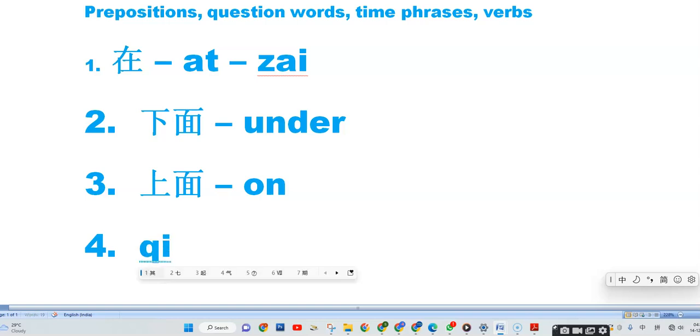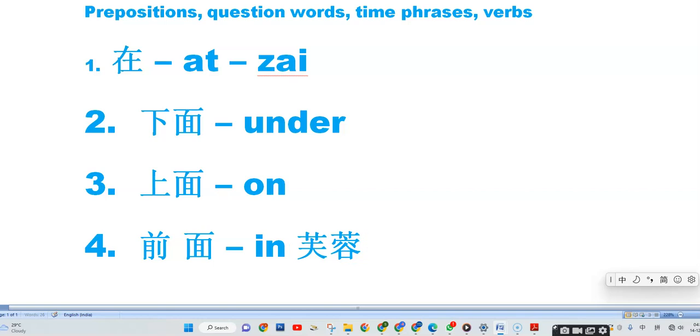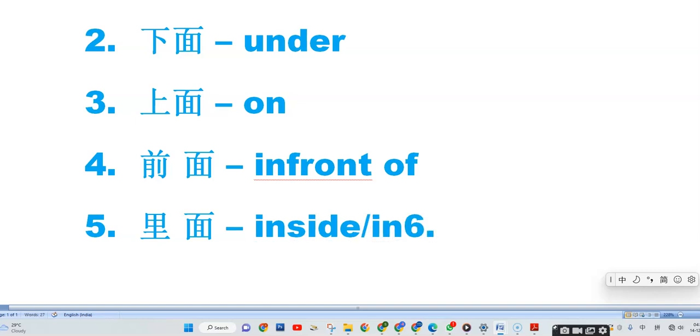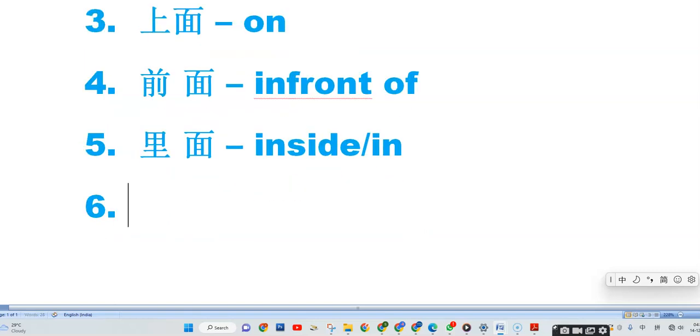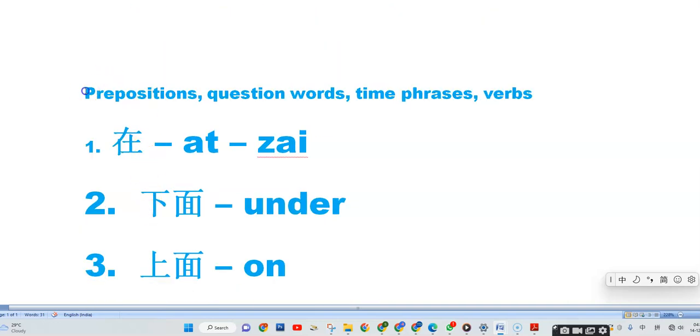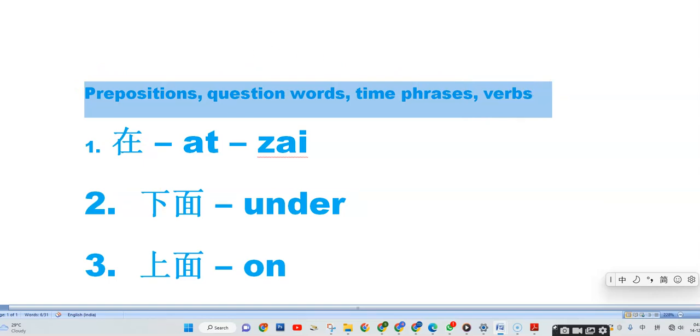Fourth word, Qianmian. It is in front of. And then the fifth word is Li Mian. Li Mian is inside or in. The sixth term is Hou Mian. Hou Mian is behind. These are some important prepositions for a beginner level.